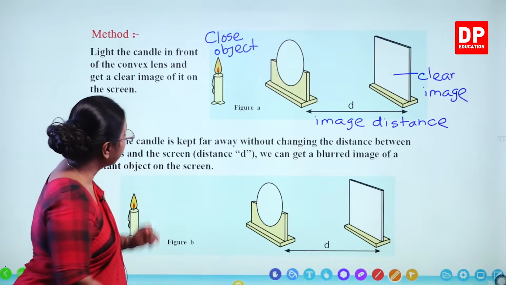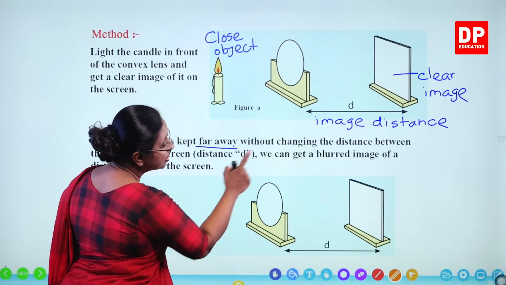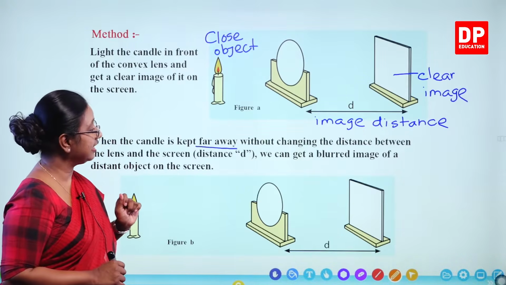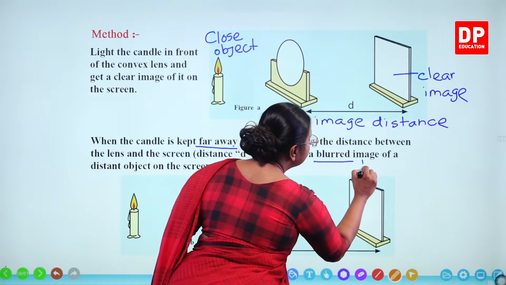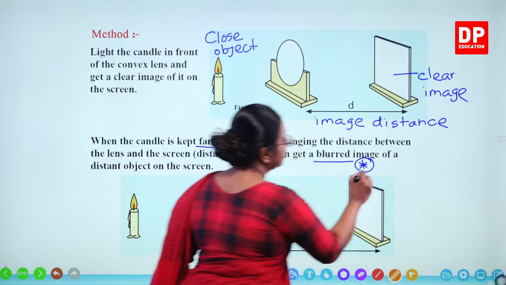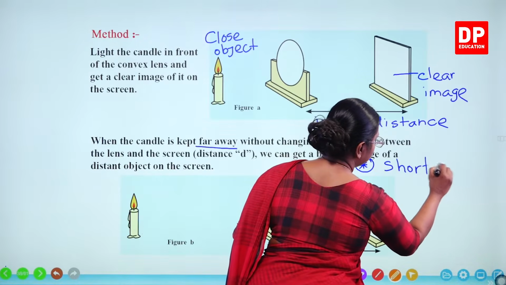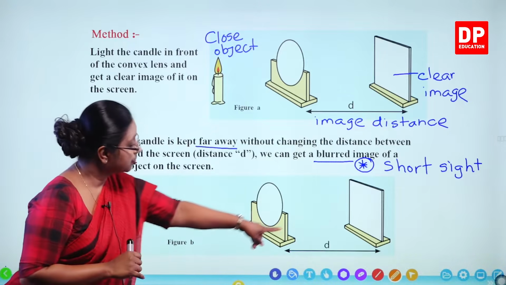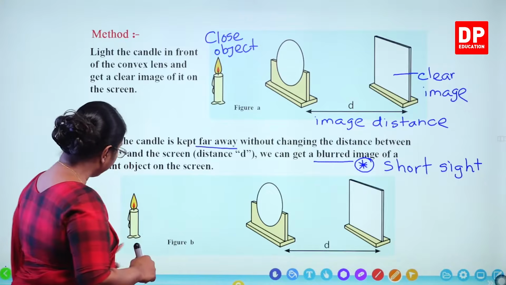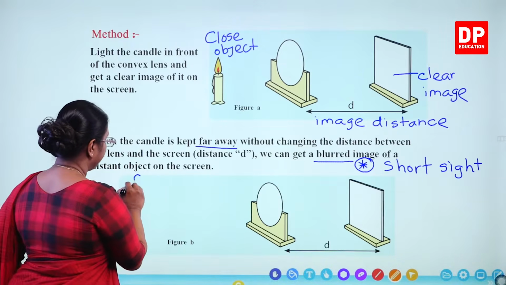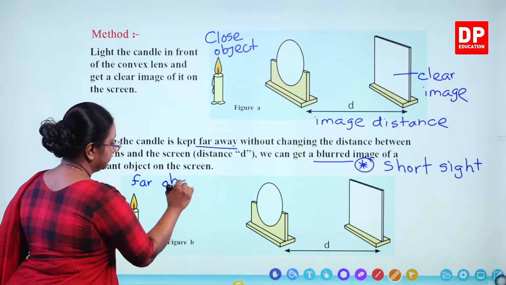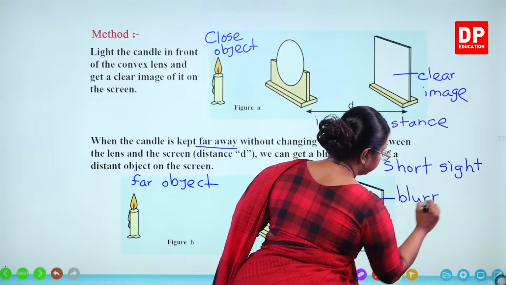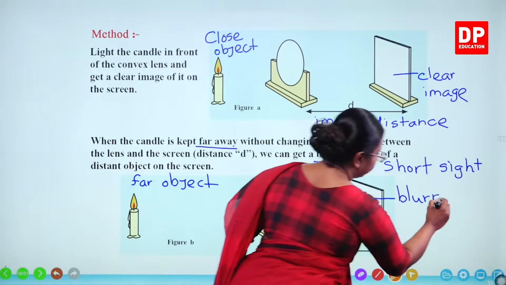When the candle is kept far away without changing the distance between the lens and the screen, that is distance D, we get a blurred image. So, that is the short sight. When we get the blurred image, it is the defect, short sight. The D is not changed, but we have moved the object distance, a far object, and here we get the blurred image.